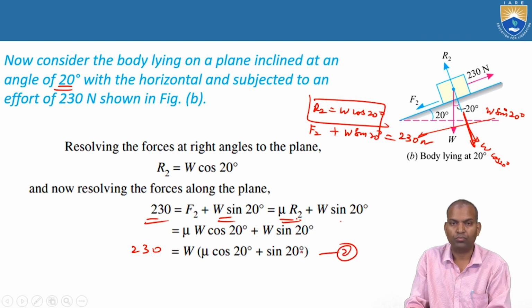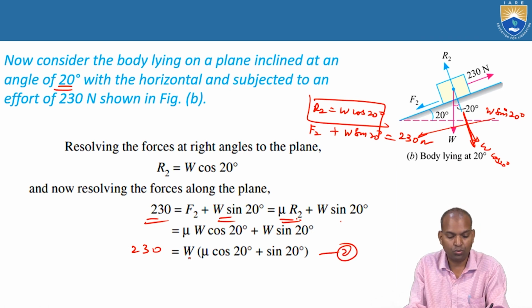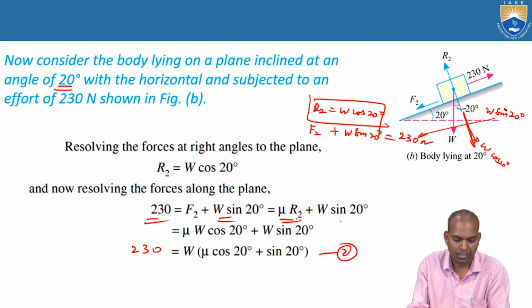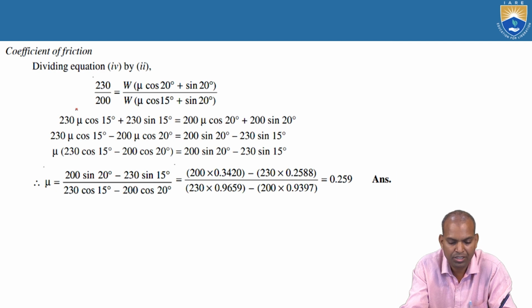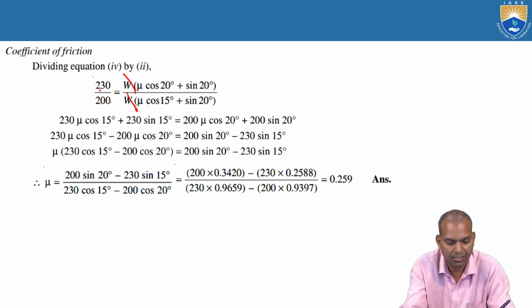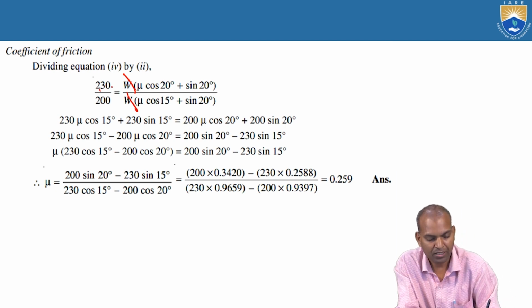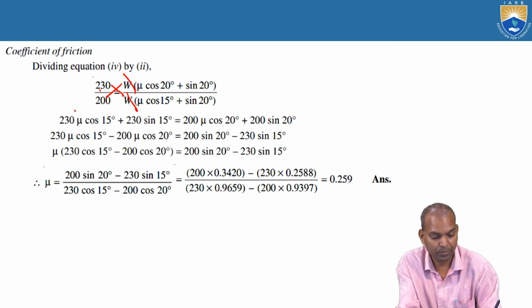This is equation 2. Now there are two equations and two unknowns, W and mu. Dividing equation 2 by equation 1 gives 230 by 200, and W gets cancelled. After cross multiplication, 230 times mu cos 15 plus 230 times sin 15 equals 200 times mu cos 20 plus 200 times sin 20.